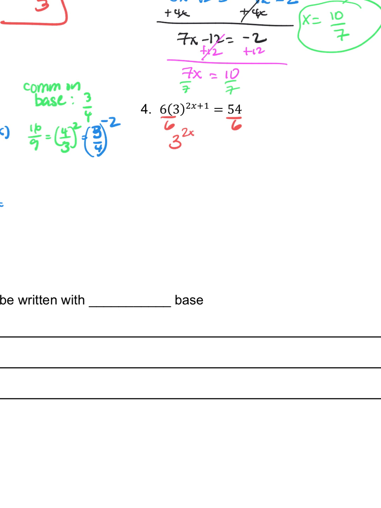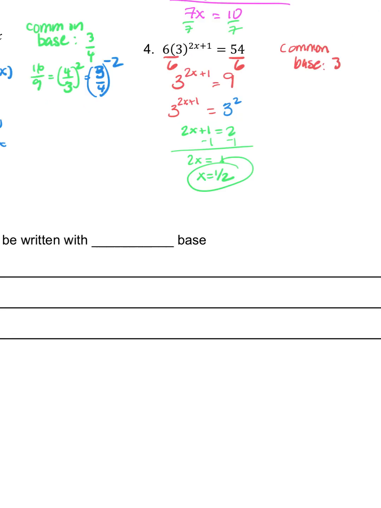You cannot multiply 6 times 3. Order of operations does not allow us to do that. That 6 is not inside the parentheses, so it's not being raised to the 2x plus 3. Now that I've done this, I have a common base of 3. Okay, so I'm going to stop the video, do the work, and then you come back and check. After doing the math, I changed 9 to 3 squared, dropped the bases, set the exponents equal to each other and solved for x.